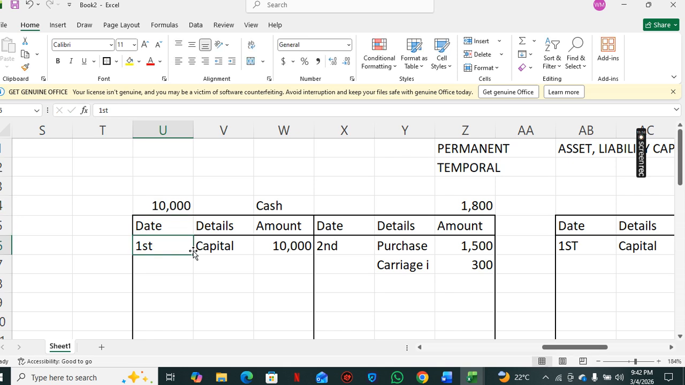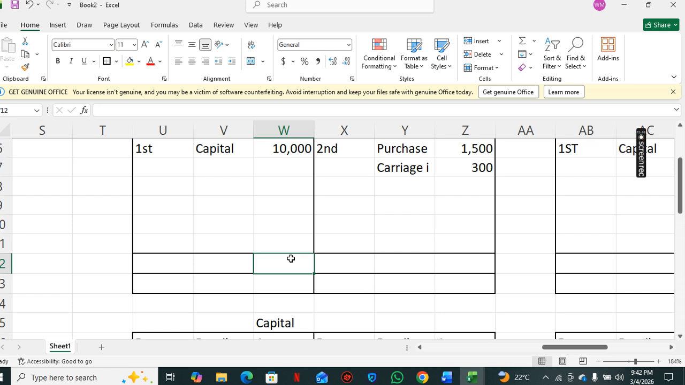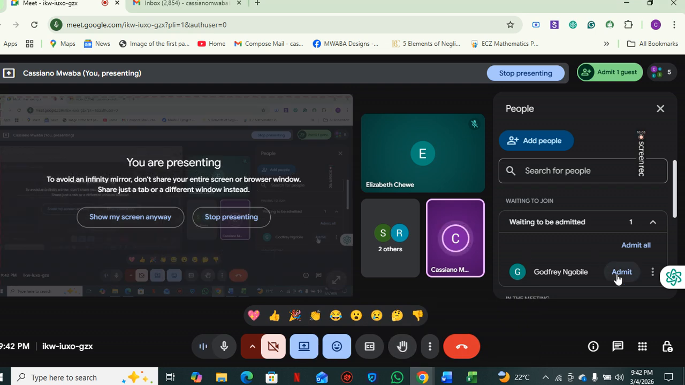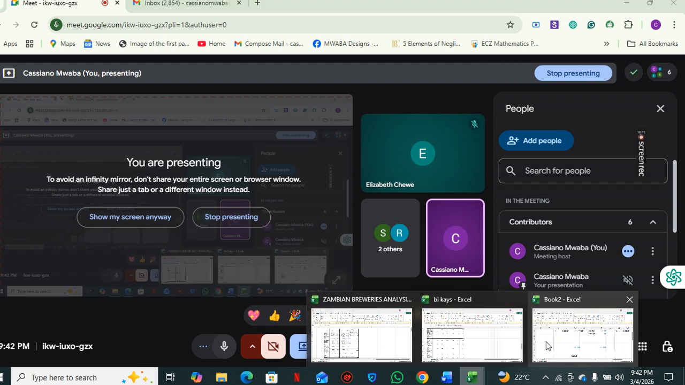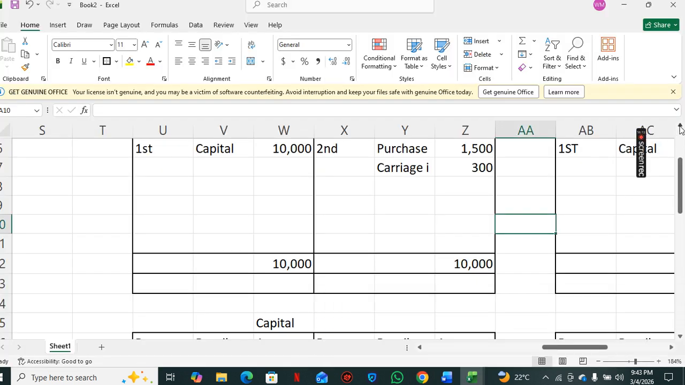Okay, so you're going to see which one is higher, debit 10,000 or credit 1,800. It is obvious the debit side is the higher amount. So what you do, you're going to put the 10,000 here, and here. All that I'm doing here is I'm just subtracting the amounts. So don't get confused by what's happening here. This is how we subtract the amounts.